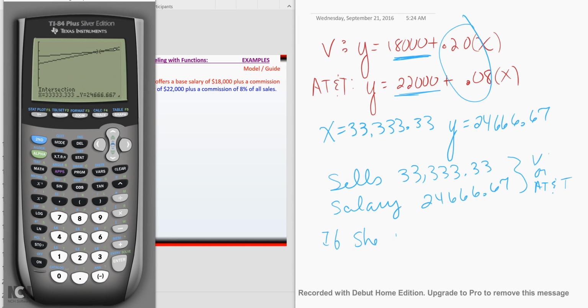So my advice to her would be, if she can sell more than $33,333.33, then she should work at Verizon. If she's going to sell less than that, then she should work at AT&T. Okay?